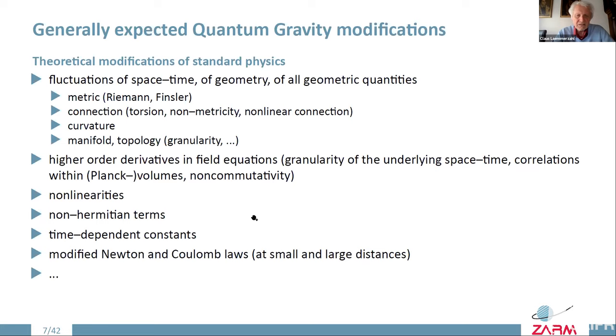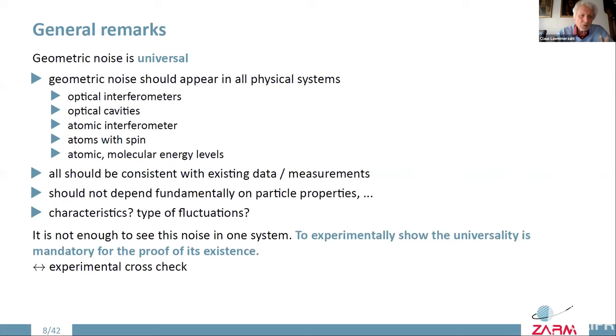And how one could observe this: with interferometers, cavities, atomic interferometers, atoms with spin, bound quantum systems. We should, of course, make a data analysis of all the existing data with respect to these questions, whether there is some fundamental noise or fluctuation present in the data. And of course, the question is, what are the characteristics of this noise, or of the fluctuations? And the point here is that all these fluctuations should influence all the matter systems.